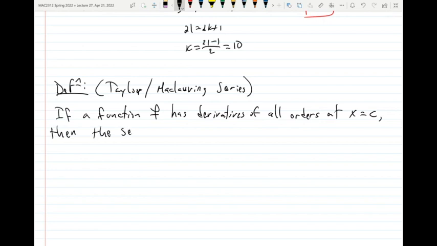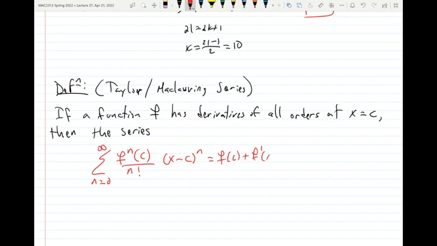because you can take as many derivatives as you want, you can always define this series: the sum of the nth derivative evaluated at c over n factorial times (x minus c)^n, from 0 to infinity. And remember what this is. When n is equal to 0, this is just the value of the function at c. When n is equal to 1, this is f prime evaluated at c times (x minus c).